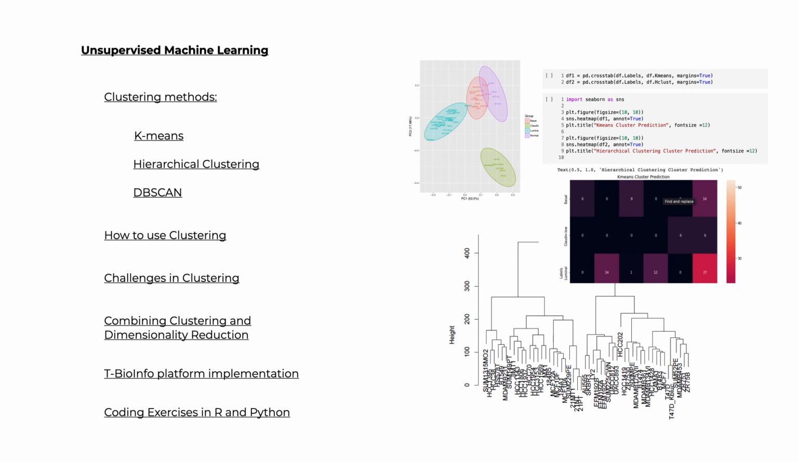Finally, we discussed the ways that we can combine various methods of dimensionality reduction and clustering to find biologically meaningful patterns in complex data and how to use these methods on the T-Bioinfo platform or implement them in R and Python.